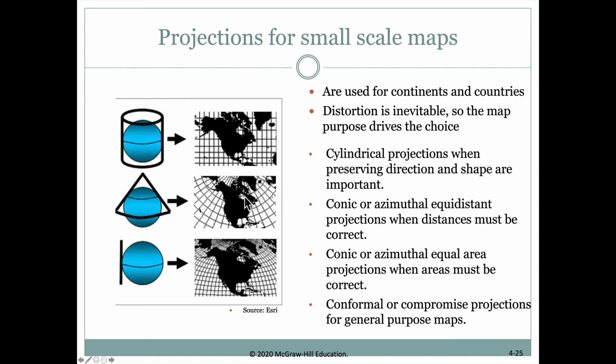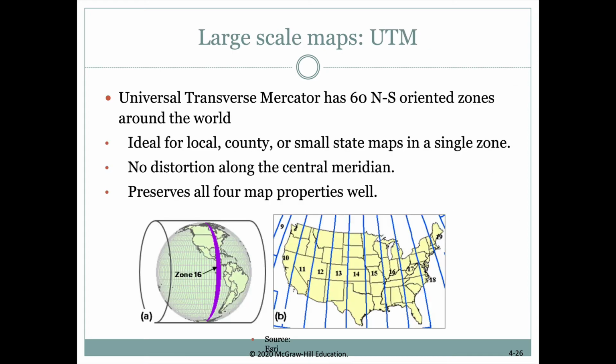With a conic or azimuthal projection, we can preserve distance, and sometimes we can also preserve the area on these projections. So both the equidistant map projection and equal area map projections can be made with a conic. And sometimes we choose a conformal map projection, such as this one here, or a compromise projection, something that doesn't really preserve any of these things, but still looks good for a general purpose map, just to show where we are in the world.